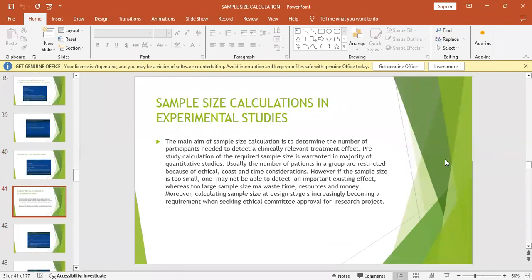Now, sample size calculation in experimental study. The main aim of sample size calculation is to find the number of participants needed to detect a clinically relevant treatment effect. Pre-study calculation of the required sample size is warranted in a majority of quantitative studies. Usually, the number of patients in a group is restricted because of ethical, cost, and time considerations. However, if the sample size is too small, one may not be able to detect any important existing event, whereas too large a sample size may waste time, resources, and money. Moreover, calculating sample size at the design stage is increasingly becoming a requirement when seeking ethical committee approval for a research project.